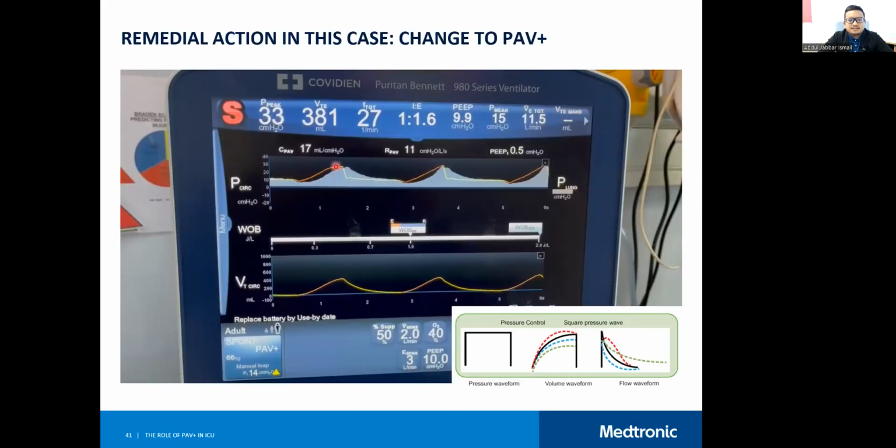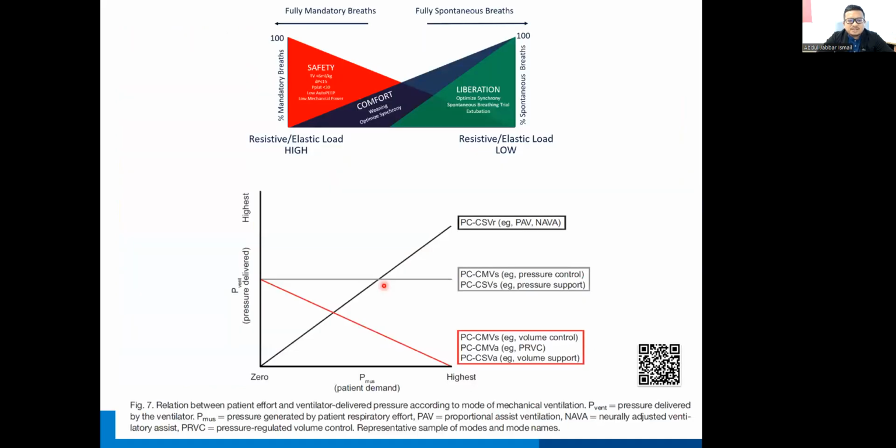You can see here how the machine measures the elastic and resistive load. You can imagine if we change to pressure support, as the patient demand increases, the pressure will be delivered constant and will not increase. And at this point of time, between safety and comfort, I think PAV plus was a better choice.